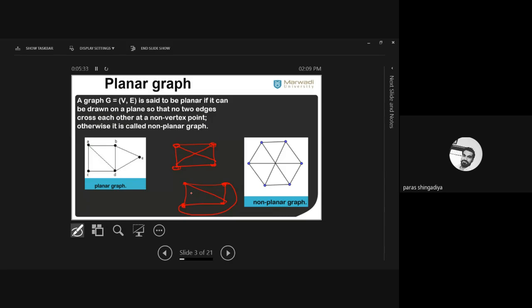If you modify and recreate this graph again, it will still be the non-planar case. We cannot draw this graph without crossing two edges. So at last your answer will be non-planar. If it is not possible to make this graph planar, then it will be the non-planar case.